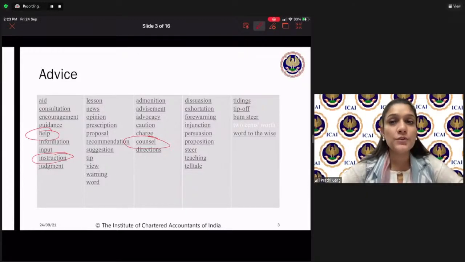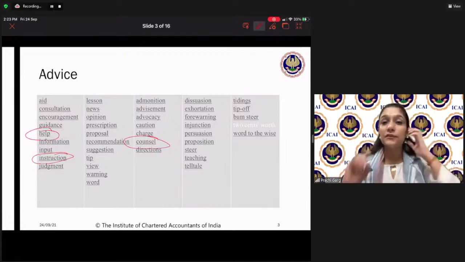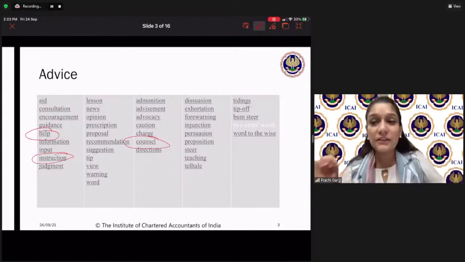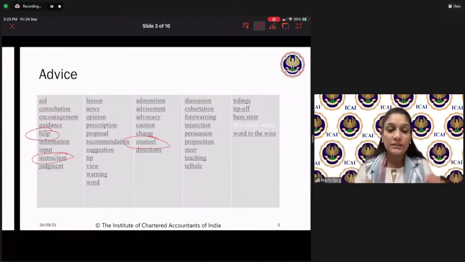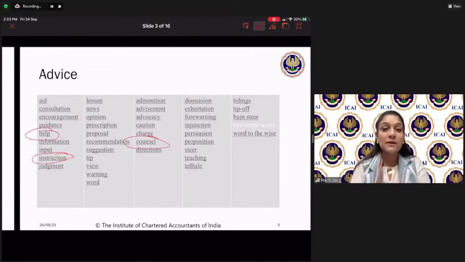Okay. Now I want you to listen to these definitions very carefully. Now, what is a literal definition of the word advice? It is an opinion that you give somebody about what he or she should do. So, an opinion that you give somebody about what he or she should do. This is advice, we all know, right?